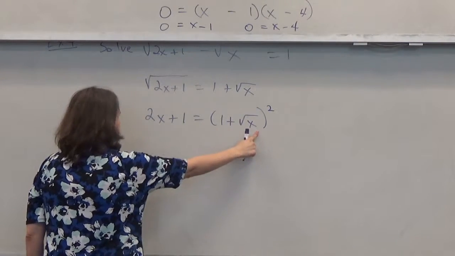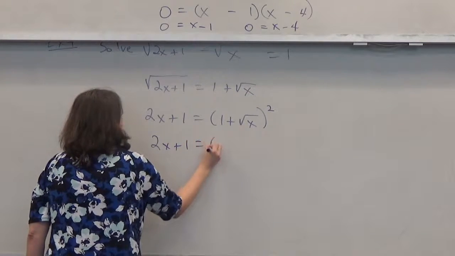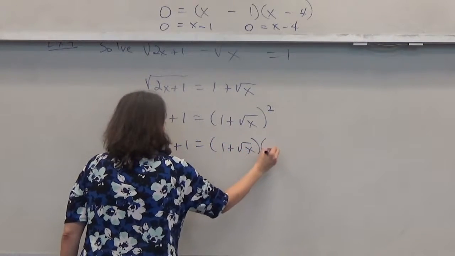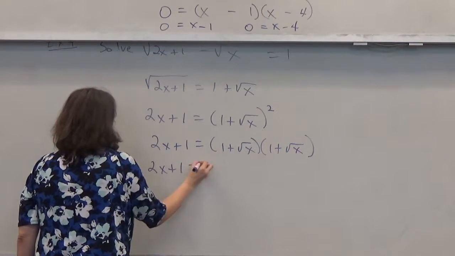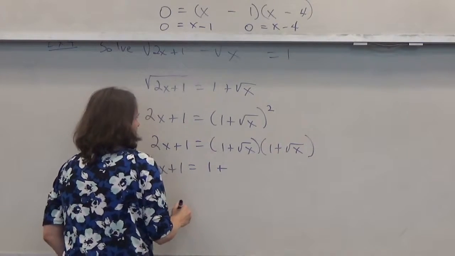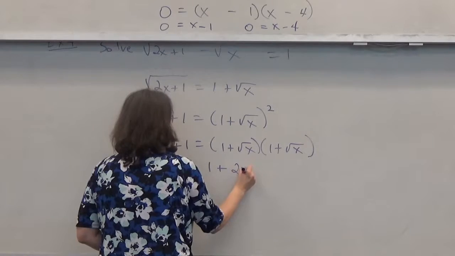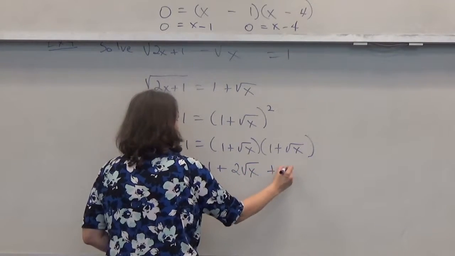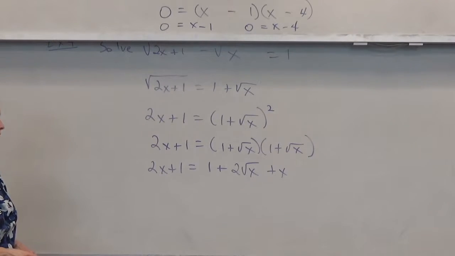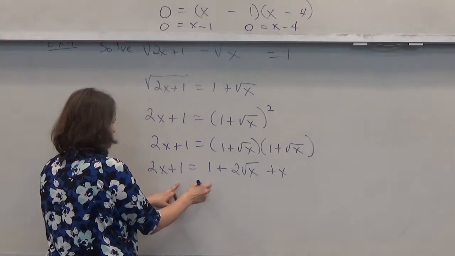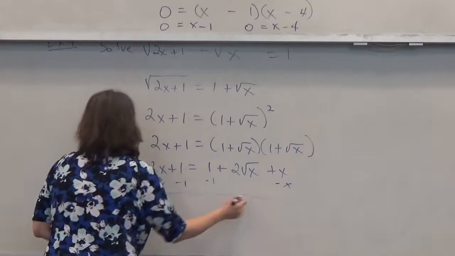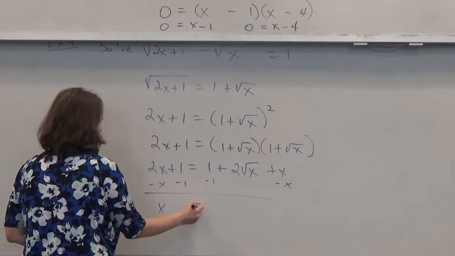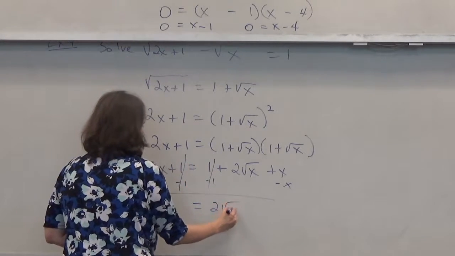So that means I have to expand this out. I'll have 2x plus 1 equals 1 plus square root x times 1 plus square root x. Alright, so you're going to have 1 square root x plus 1 square root x, give you 2 square root x plus the square root of x squared, which is x. Now I need to work on isolating my second radical. So I can subtract 1 on both sides, and I can subtract this x from both sides, leaving me with 1x equals 2 square root x.